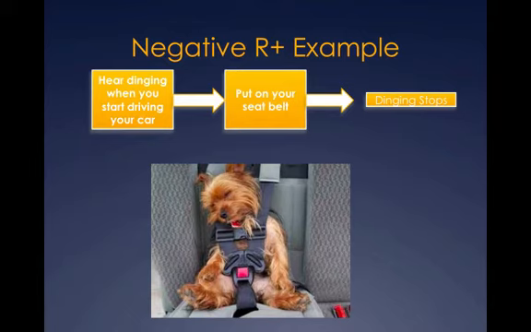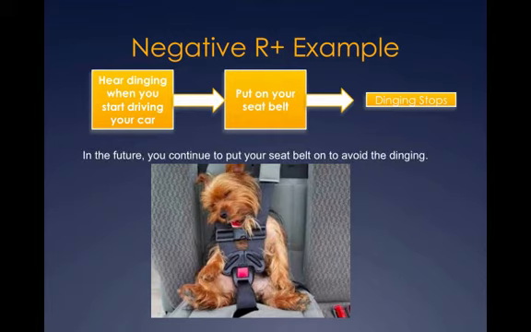So for example, if the antecedent is hear the dinging when you start driving your car, so there's this aversive noise, your behavior is to put on your seatbelt, and the dinging stops. So what's being subtracted here is the annoying noise, or the aversive noise. So in the future, when you hear that, you put your seatbelt on just to escape or to subtract the dinging from the environment.